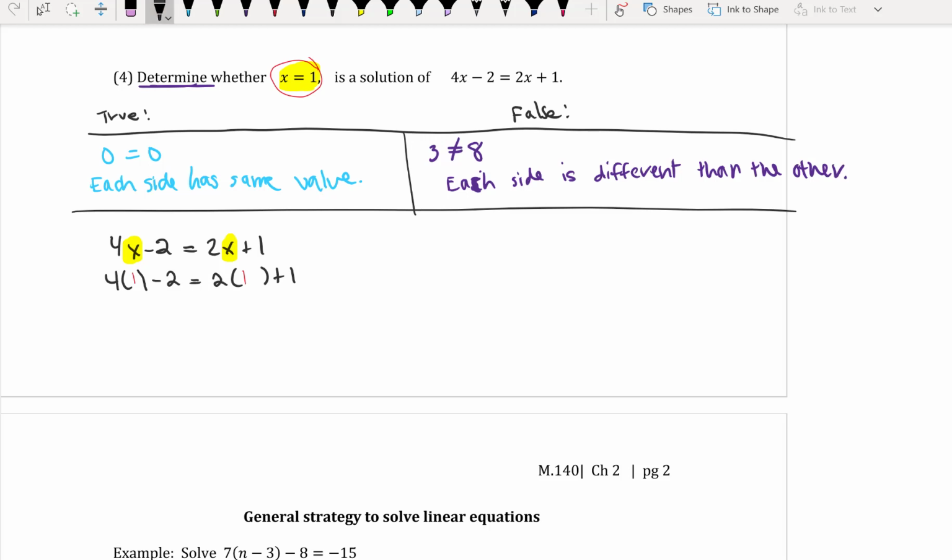So now you get to simplify each side. So 4 times (1) minus 2 is going to be a 2. Let's see what we get on the right-hand side. I have 2(1) plus 1. That gives me a 3. So this is asking me, hey, is 2 the same value as 3? So you want to ask yourself, are these the same?